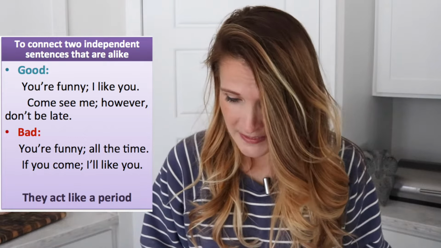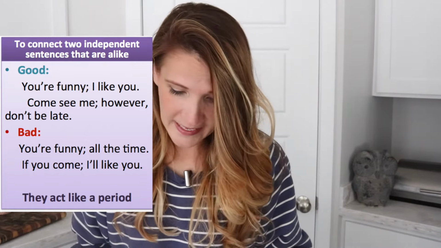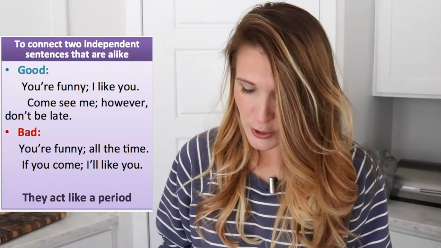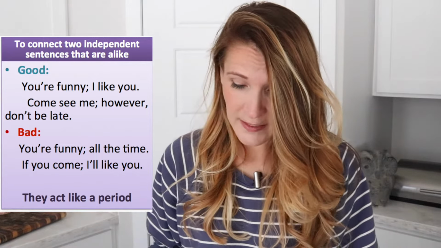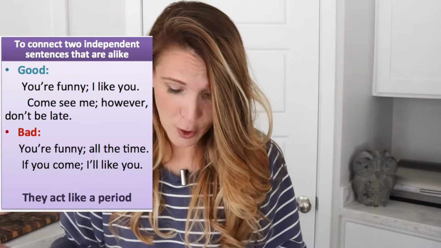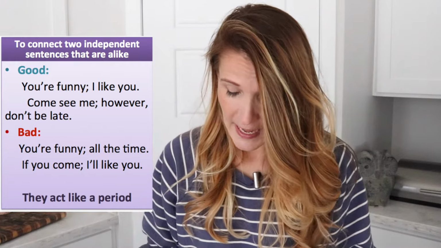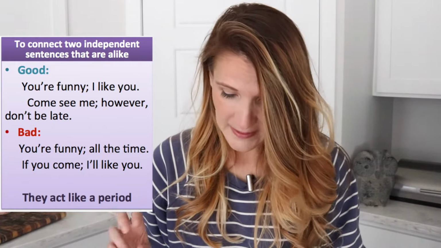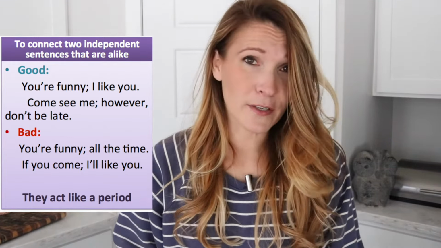Another example, come see me; however, don't be late. In this one, I have a transition word in the middle. Come see me is a complete sentence. However, don't be late is a complete sentence. And I'm adding them together with the semicolon. Come see me; however, don't be late.